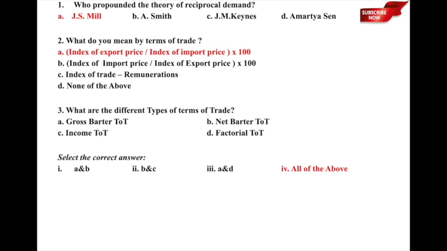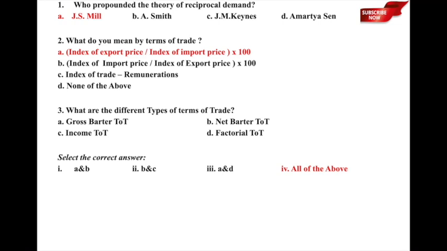Let us now move to the third question, which talks about the types of terms of trade, and the question is, what are the different types of terms of trade? And the underlying options are A. gross barter terms of trade, B. net barter terms of trade, C. income terms of trade, and last is factorial terms of trade. Now these factorial terms of trade can be subdivided into two, that is single factorial terms of trade and double factorial terms of trade. I will talk about all of these in greater detail in the same lecture.